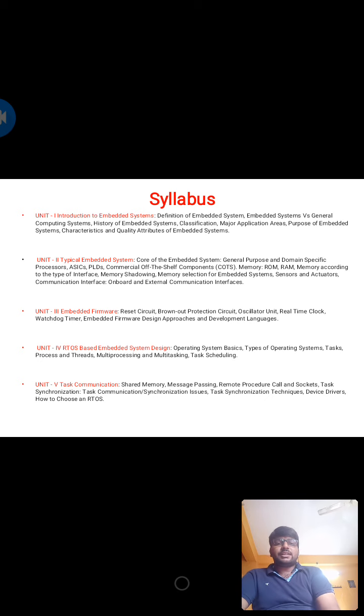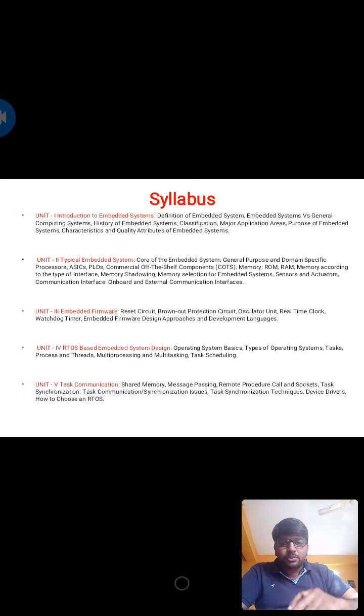So coming to the next one, what is the syllabus of this course? The first one, unit number 1, is the introduction to the embedded system. Coming to this unit, what is the definition of an embedded system? What is the major difference between the general computing system versus embedded system? What are the major applications of an embedded system? Classification of an embedded system, like this. These are under unit number 1.